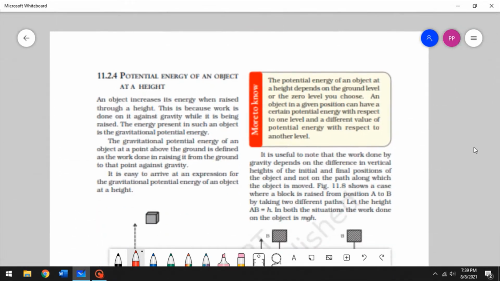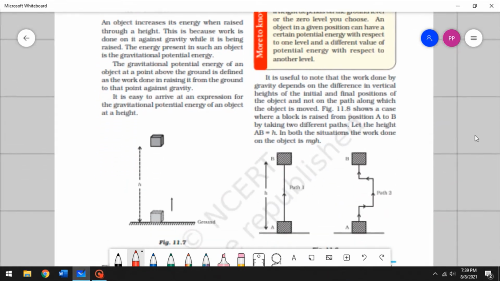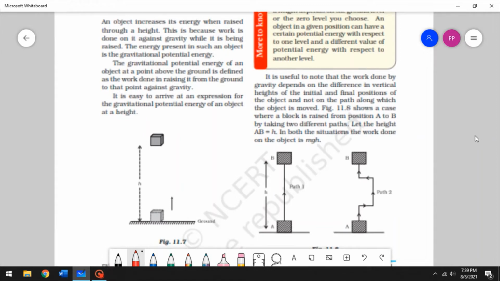Alright, and potential energy of an object at a height, this is an important concept. So an object increases its energy when raised to a height. Alright, so this is because work is done on it against gravity while it is being raised, and the energy present in such an object is the gravitational potential energy. Alright, so the gravitational potential energy of an object at a point above the ground is defined as the work done in raising it from the ground to that point against gravity. So if it's at a height h, I'm just assuming the units are meters, the work done to move this object h meters above the ground is the gravitational potential energy that is present in object A, h meters above the ground.